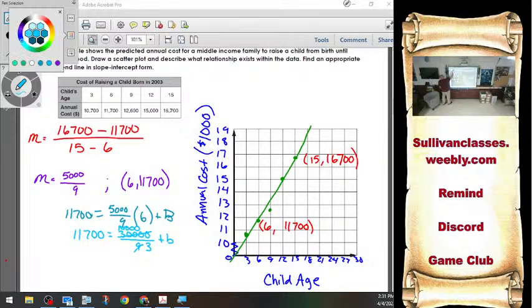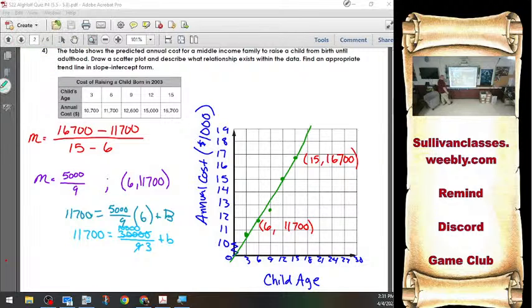Subtract. Let the calculator do the heavy lifting for you. 11,700 minus 10,000 over 3 is, what's that, 33,003, 2,100, 35,100 minus 10,000 is 25,100. Someone check my math. I don't trust myself. It was a long weekend. And not the good kind.